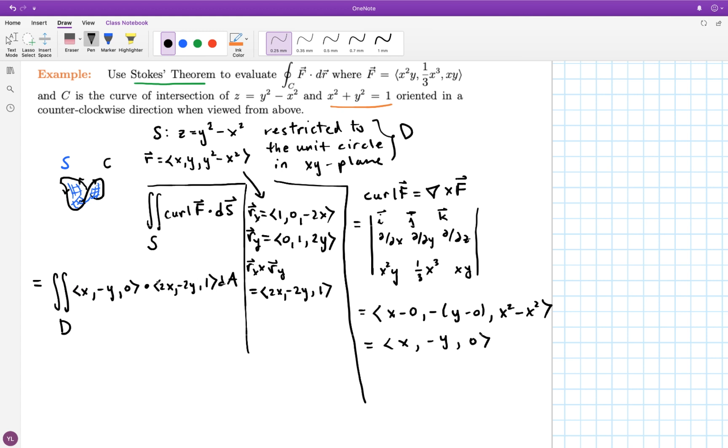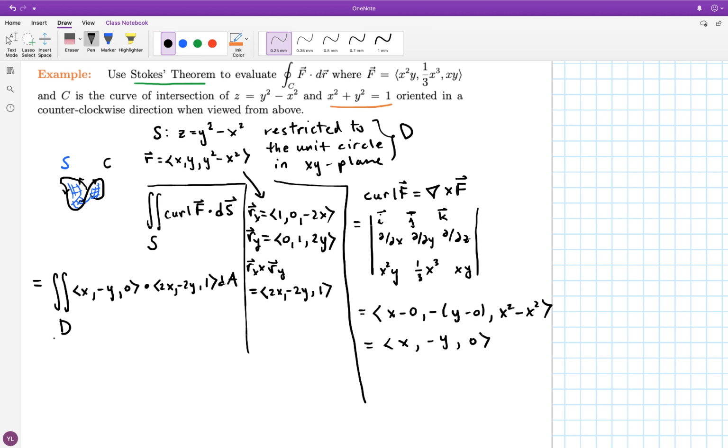Okay, so I've chosen to make x and y the parameters. Here is my curl vector field, evaluated at those parameters, so kept in x and y. Here is r_x cross r_y, and I'm going to now set up the domain over which I'm integrating.